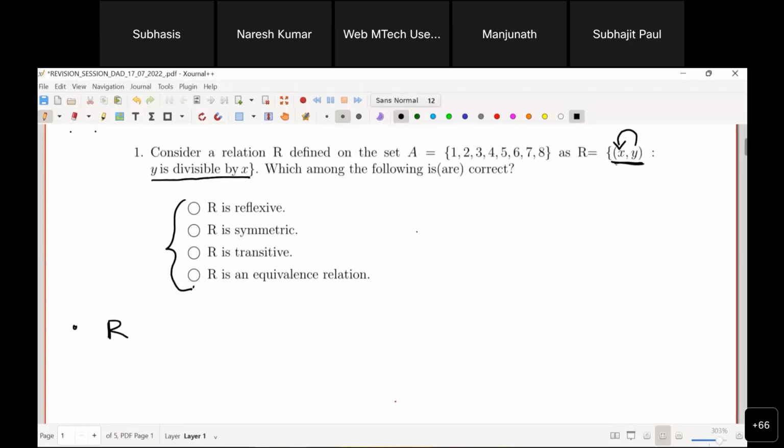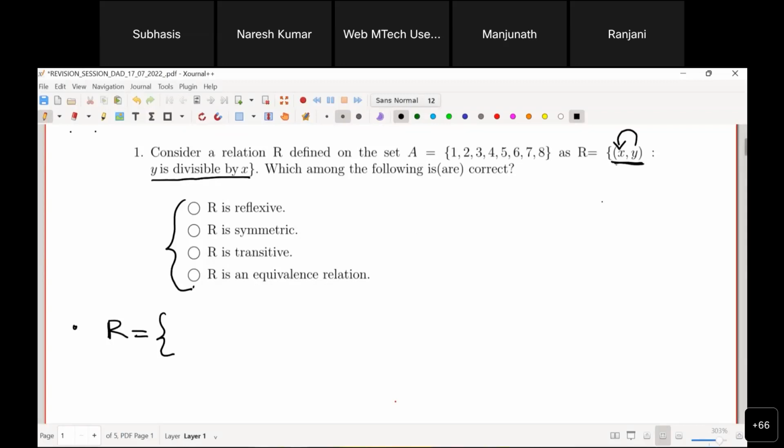Can one of you tell me what are the elements of R? How should we proceed? Sure, we'll start with 1: (1,1) to (1,8), all the elements. Then you have (2,2), (2,4), (2,6), (2,8). Then you have (3,3), (3,6). And you have (4,4), (4,8). Correct.